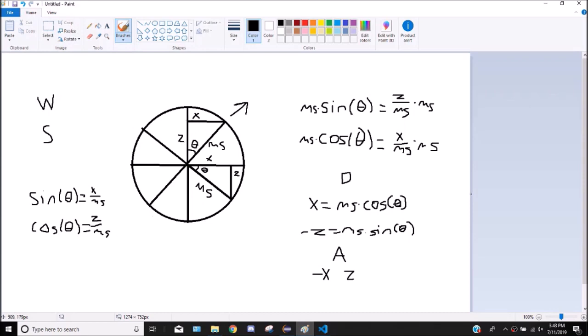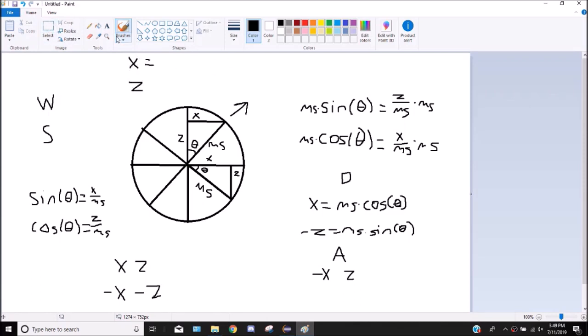And so since Z is going in the positive, and they're all going positive, these are both positive. So X, Z. Now if we want to do the S, we need to do the opposite of it, like I said for this. So it would be negative X, negative Z.